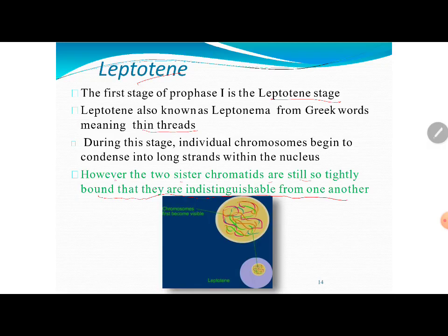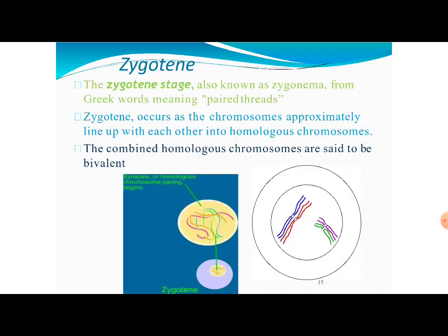Because the maternal and paternal chromosomes are so tightly coiled together, they are not able to be distinguished in this state, but they are slowly trying to condense themselves. The zygotene stage is also known as zygonema. The Greek word means paired threads. Zygotene occurs as the chromosomes approximately line up with each other into homologous pairs.